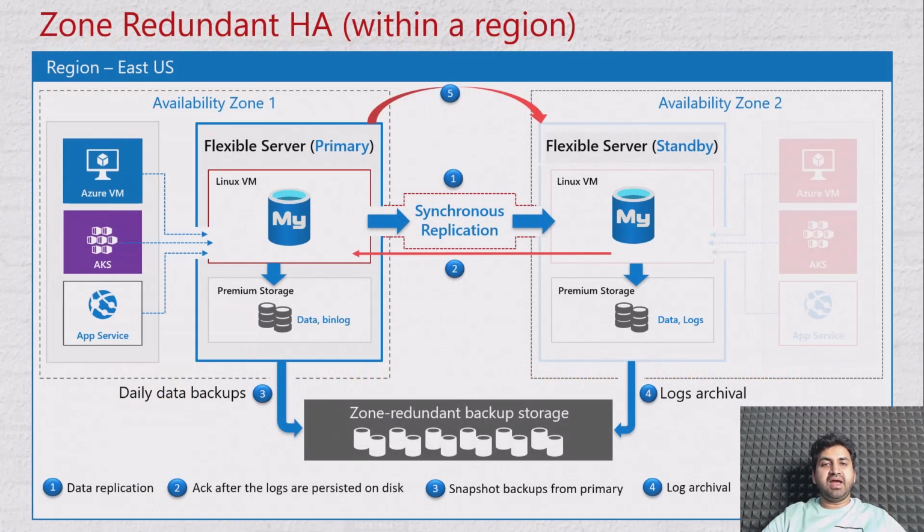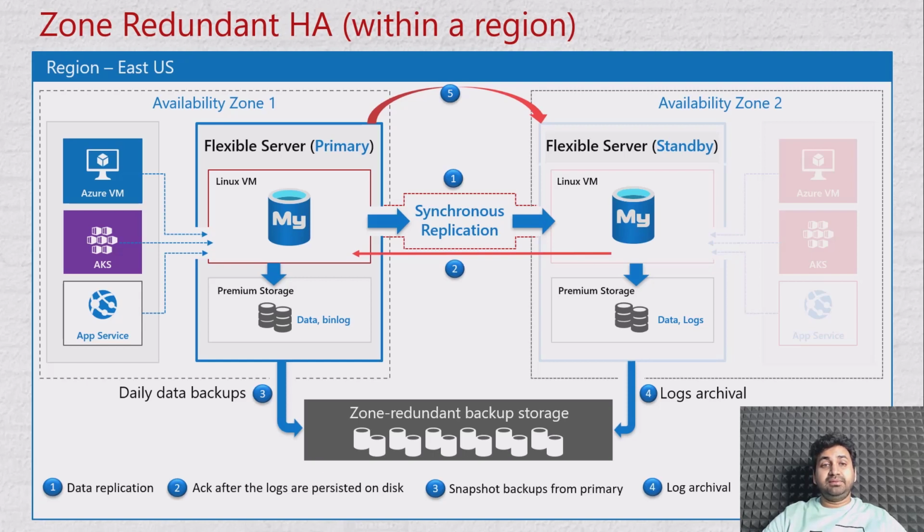When you deploy Azure Database for MySQL Flexible Server with Zone Redundant HA, two servers will be created, as you can see in the diagram. First is the primary server in one availability zone, and the standby replica server with the same configuration as the primary server also gets created whenever you create an HA.